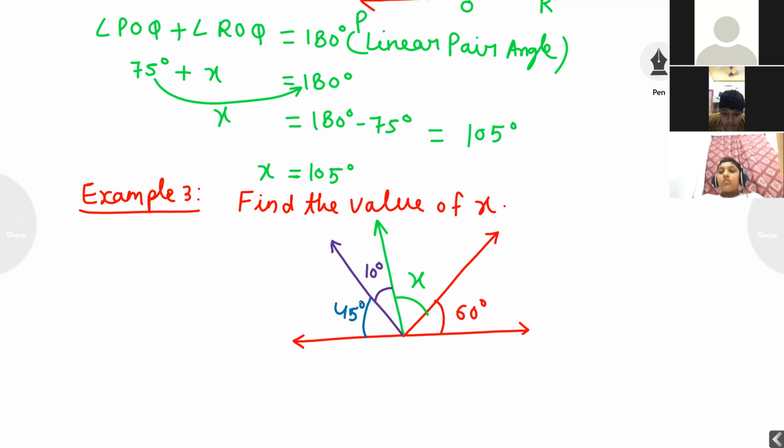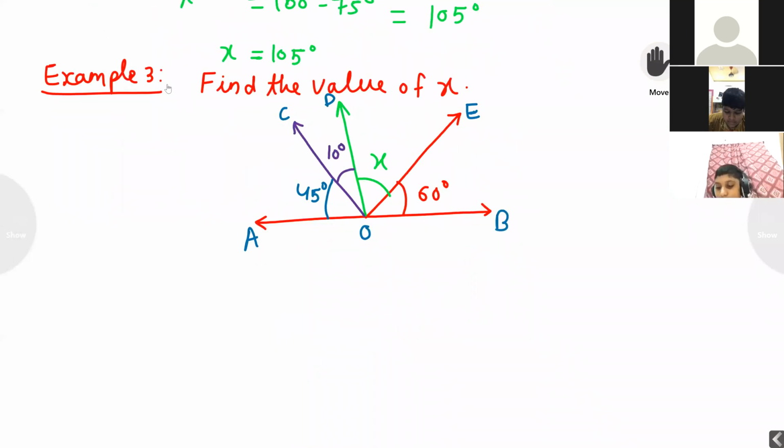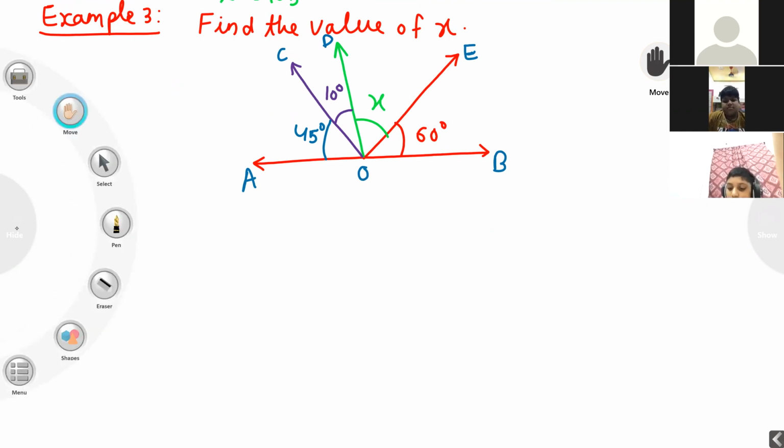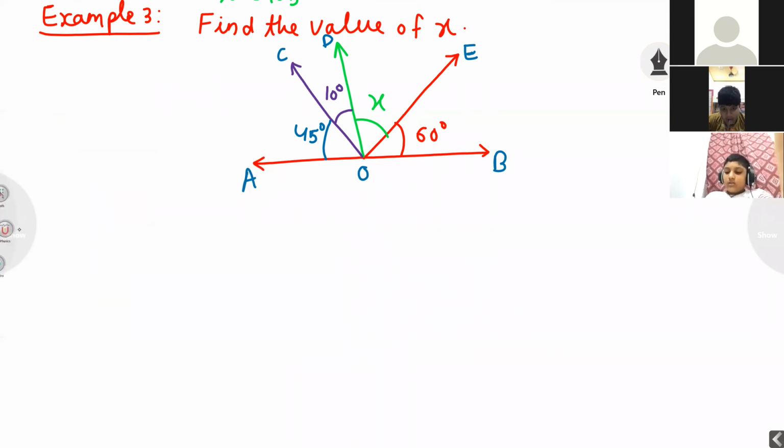Draw this figure. Don't be afraid. So many angles are there. No need to worry, no need to take tension. How to solve this question? Very easy question. Whatever angles he has given, I will add all, is equal to 180 degrees. x plus 60 plus 10 plus 45 degrees is equal to 180 degrees. Whatever angles he has given, I will add at a time.